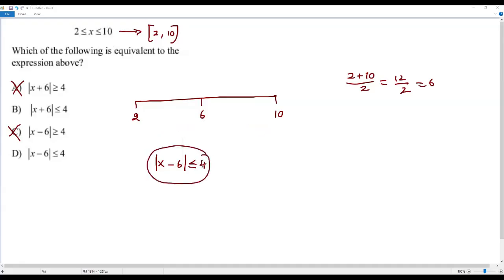So this is the absolute value inequality: |x − 6| ≤ 4. Solving this one, we will get the given inequality as the solution. So we find this absolute value inequality in answer choice D. The correct answer choice for this question is D.